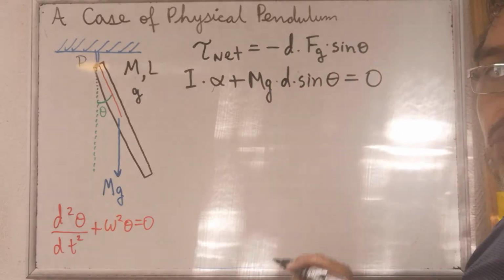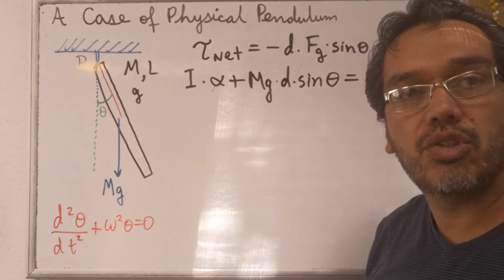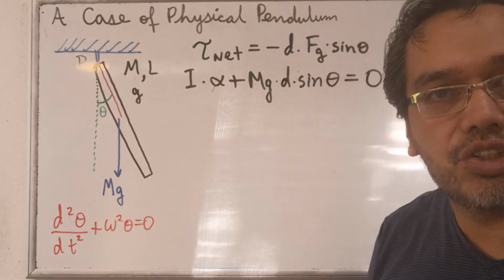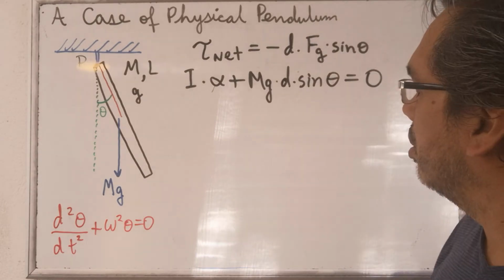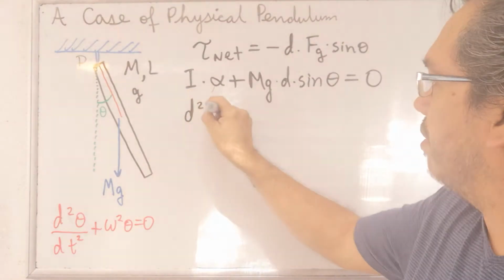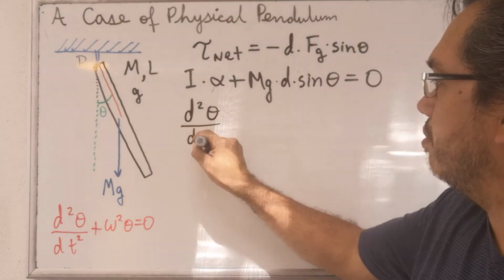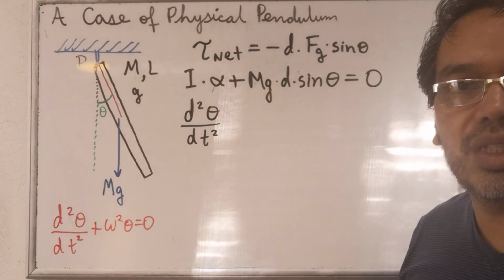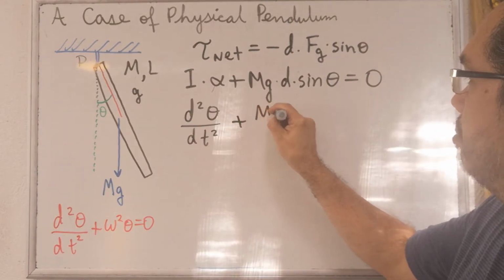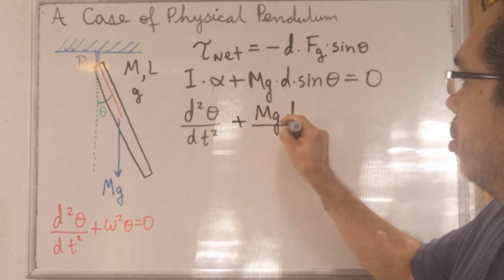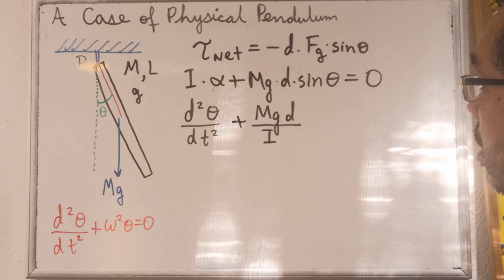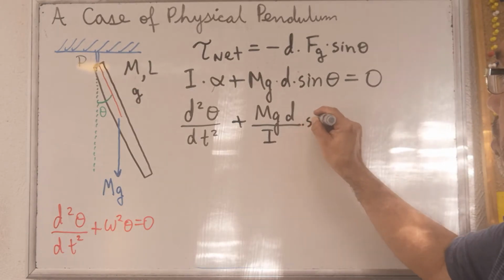Now, if you wish to solve this in any meaningful situation, you need to change it to a differential equation. And so the acceleration is the second derivative of angular position relative to time, d²θ/dt², plus mgd divided by the moment of inertia about the pivot point, times the sine of the angle.